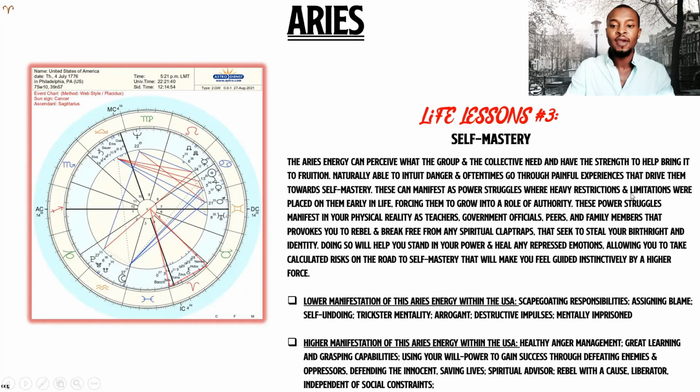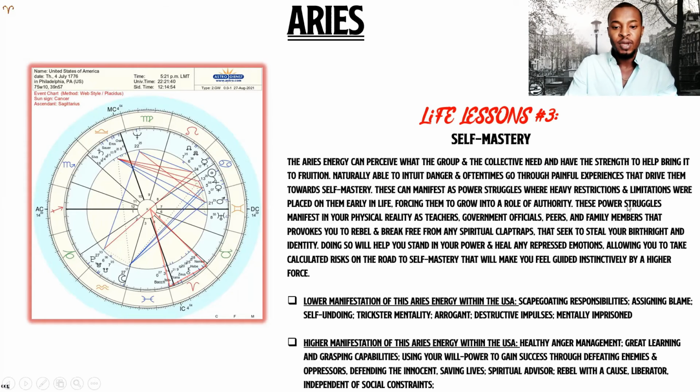The last lesson we have here, which is the overall one of the top things we've been talking about today, when it comes to Aries, is self-mastery. So the Aries energy can perceive what the group and the collective need and have the strength to help bring it to fruition. Naturally able to intuit danger, and oftentimes go through painful experiences that drive them towards self-mastery. These can manifest as power struggles, where heavy restrictions and limitations were placed on them early in life, forcing them to grow into a role of authority.